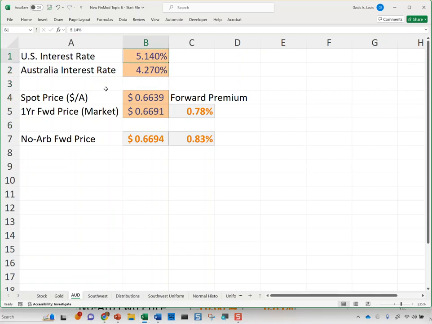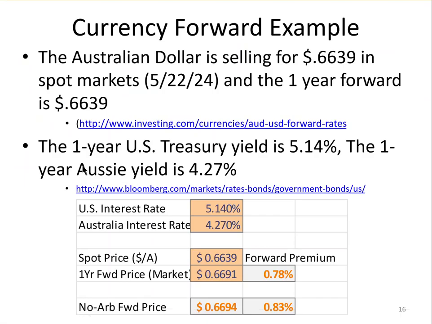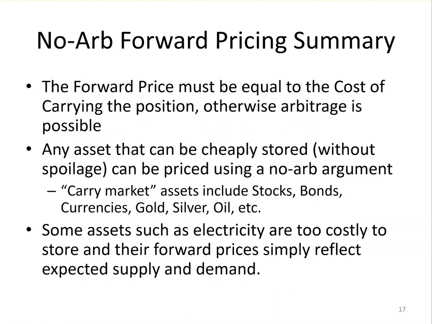And in this case, the cost to carry is pretty close, right? Because if I'm buying an Aussie dollar, I'm going to borrow at 5%, but invest at 4.27. And so that's why, in this case, the forward price is slightly above the spot price, because the cost to carry is positive. I'm borrowing at 5%. I'm investing those Aussies at 4.27. So that's how we calculate the no arbitrage forward prices on currencies.